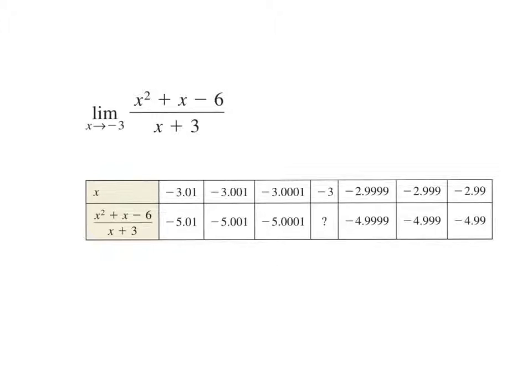Well, direct substitution didn't work, but if we were to make a table, coming from the left-hand side, as you get closer and closer to -3 from the left side, we see that we approach -5. We get closer and closer to -5 in the y direction. As we look at the right-hand limit, we get closer and closer to -3 from the right-hand side. We notice that our y value also approaches -5. So because the left-hand limit and the right-hand limit are both approaching -5, we can see from the table that the limit will be -5.